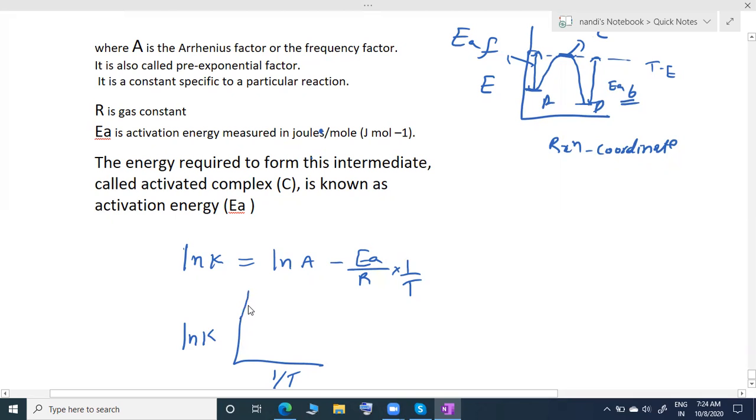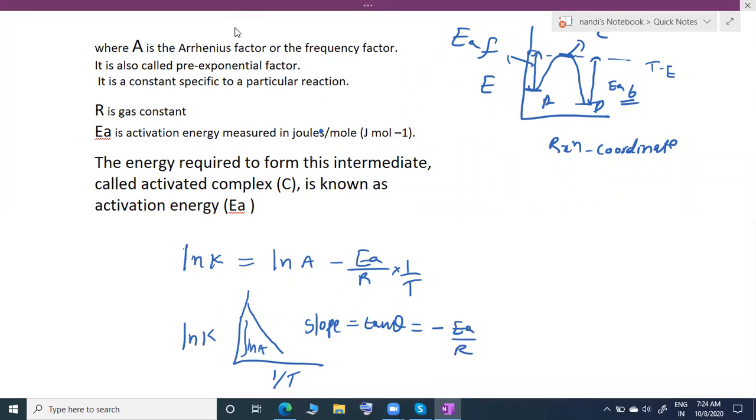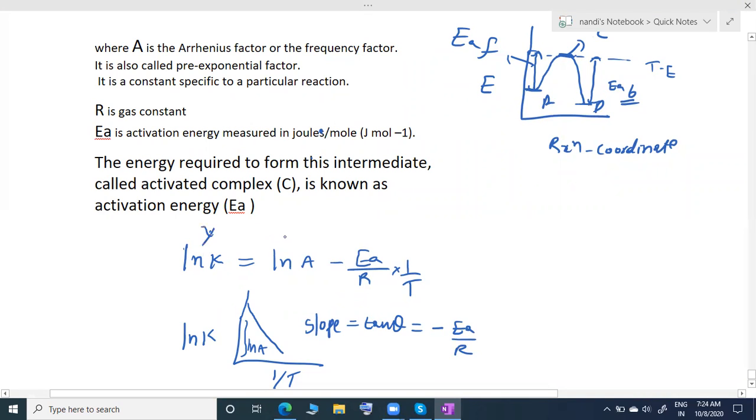Then can you try it? This is the way to get it. This is the intercept ln A, and the slope equal to tan theta is nothing but minus Ea by R. So very simple, this is y equal to mx plus c. You can compare: this is y, this is c, this is mx.